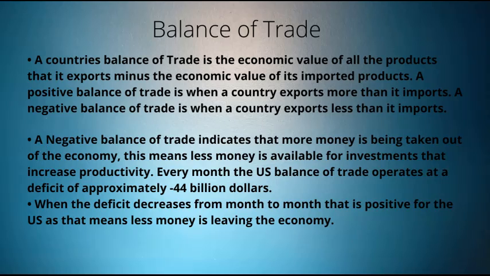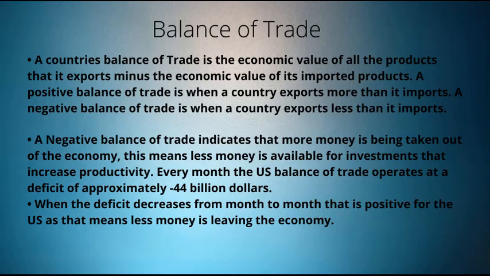Now, lesson 15, balance of trade. A country's balance of trade is the economic value of all the products that it exports minus the economic value of its imported products. A positive balance of trade is when a country exports more than it imports, and a negative balance of trade is when a country exports less than it imports. So the US has a negative balance of trade because the US imports more than it exports.